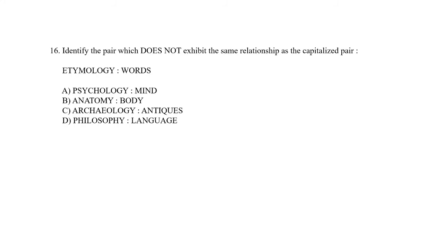Etymology is the study of words. Yes, the study of words is nothing but etymology. First option, mind, psychology. Yes, the study of mind is called psychology. And second option B, the study of body is called anatomy. And third one, antiques. The study of antiques is nothing but archaeology. And option D is the answer, language and philosophy. That is wrong. The study of knowledge is nothing but philosophy. So option D is the answer.